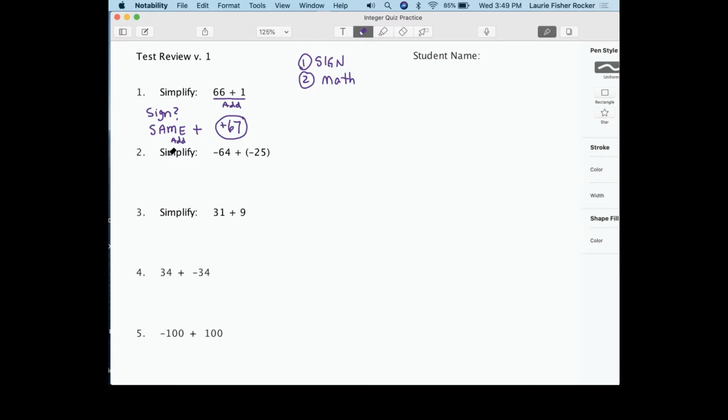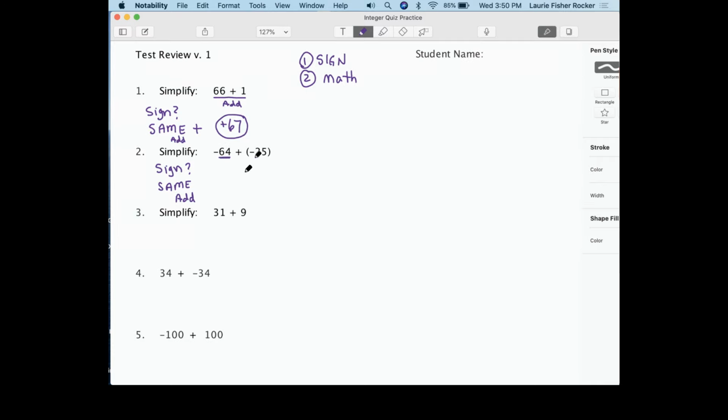Okay? So let's take a look at this next one. Again, I look at the signs. The signs will tell me what I need to do with these two numbers. And I notice that they're the same. Now this problem's different because they're both negative rather than positive. But because they're both the same, it doesn't change the fact that I'm going to add those two numbers.